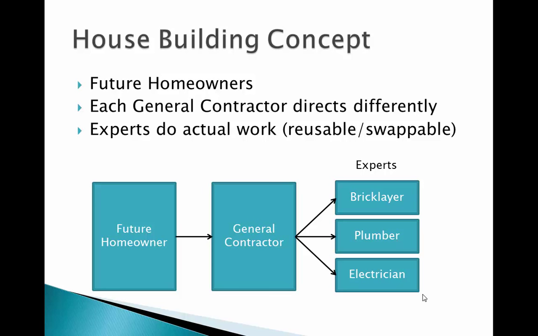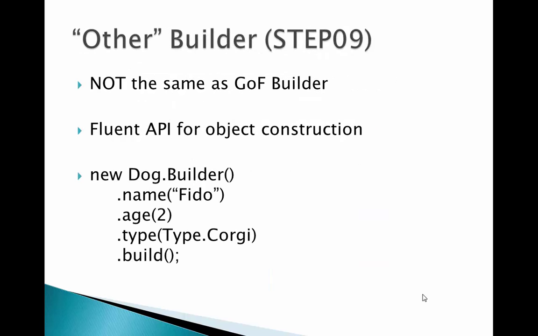Now, there's another pattern out there that people call a builder, which is unfortunate because they're overloading the term, but it's a different kind of builder. This other builder, not the same as a Gang of Four builder, is really just a fluent API for creating objects. What we're going to do is we're going to create an object that they call a builder. Don't get it confused with the Gang of Four builder.